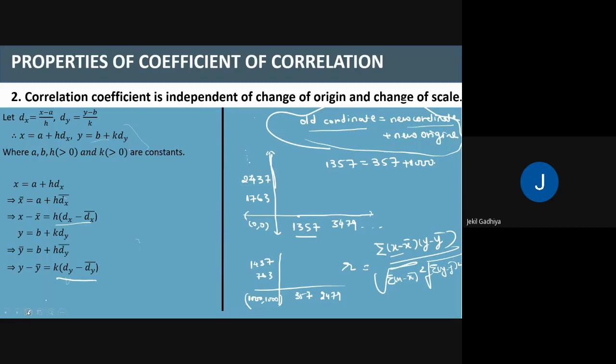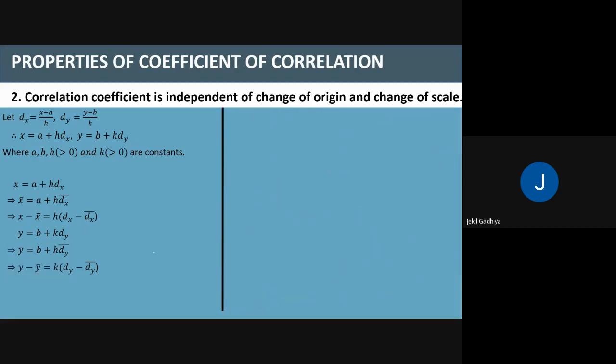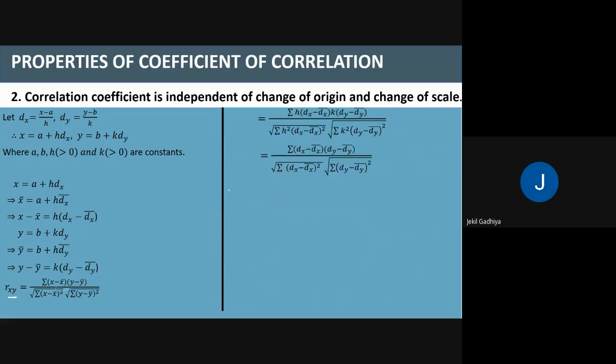So if you replace this in this form, this is the formula for xy only, right? Now in place of x minus x bar and y minus y bar we replace this formula. So you can see here that h square, if you take it outside the square root, then it will be h. That is also k. h and k both will be cancelled. So formula is this.